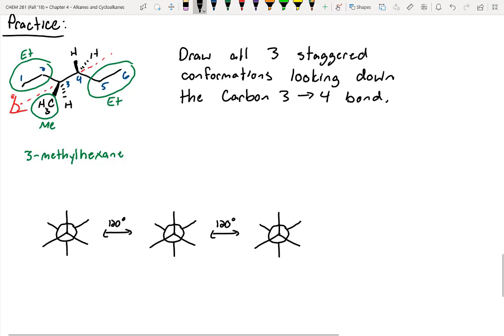All right, let's try to do some of this together. So imagine I've got my right eyeball. I'm looking down carbon 3 to 4. What's sticking straight up? An ethyl group. So I'm going to immediately say the ethyl group in that original conformation as drawn is sticking straight up from my eyeball.